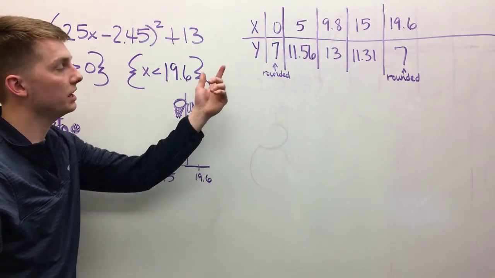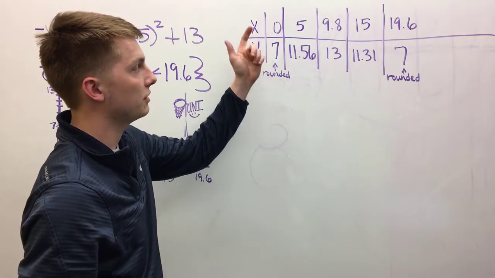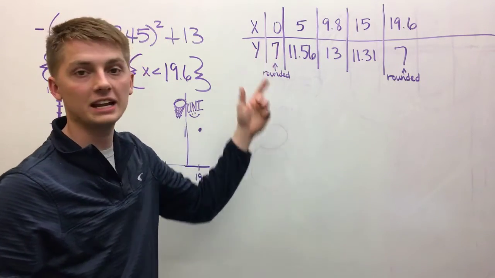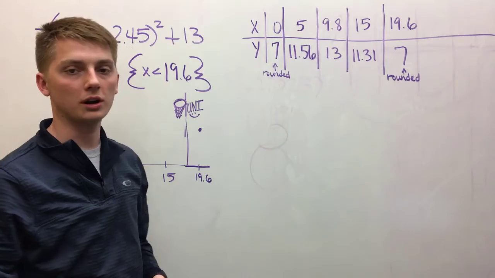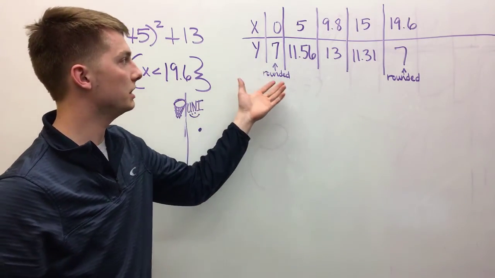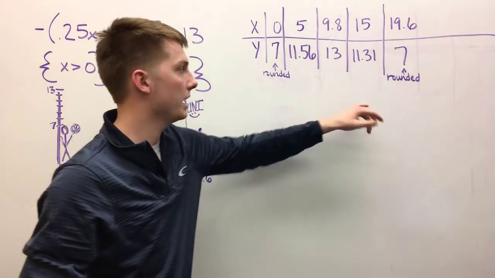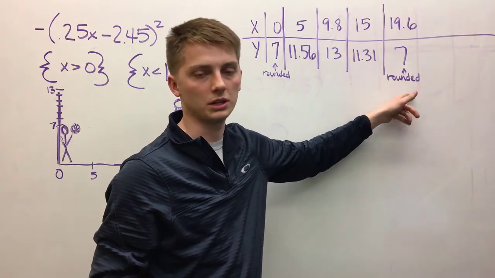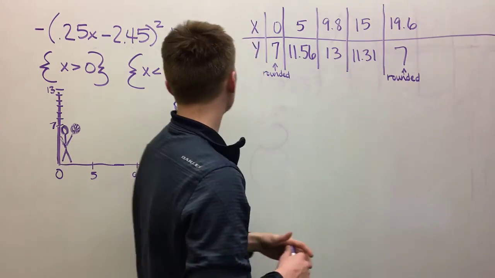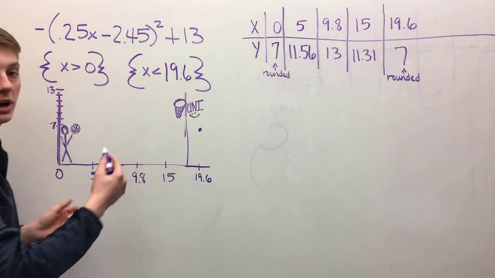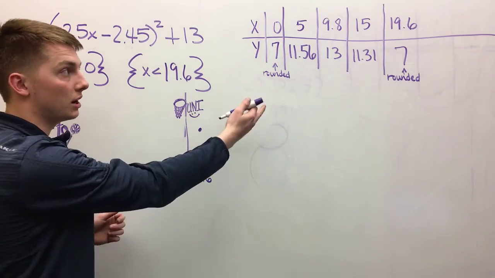Okay, so now after plugging in 0, 5, 9.8, 15, and 19.6 into our x value, we should come out with these 5 y values. Now keep in mind this is rounded, and this number is also rounded. I think this one went a little over, but that's okay. So now that we have that, we can go ahead and graph this using our table.